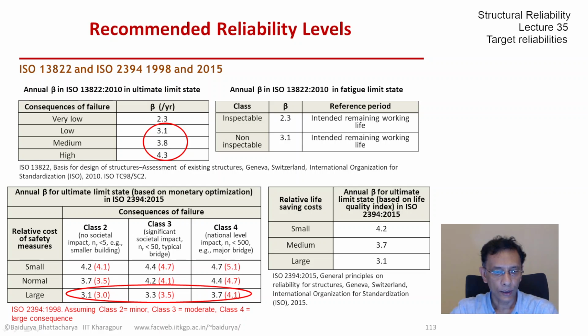Finally, we will look at the ASC 7 standard, which is the latest in this sequence of reliability-based codes, and we'll look at the 2016 revision.